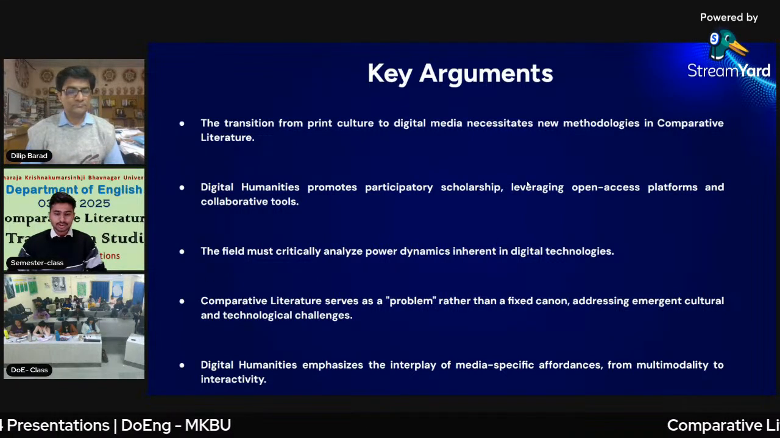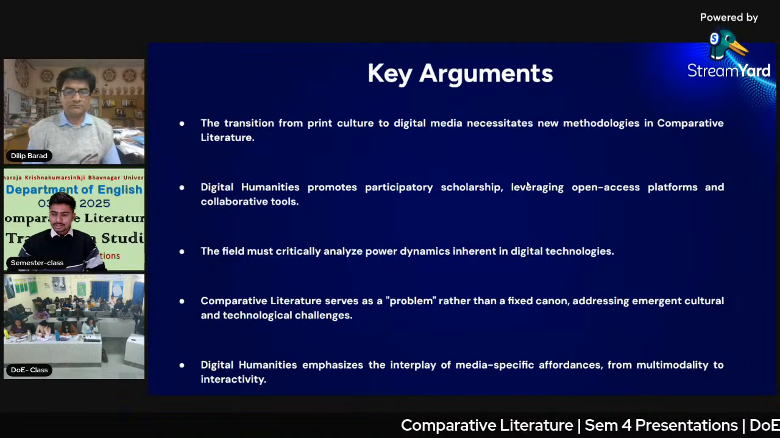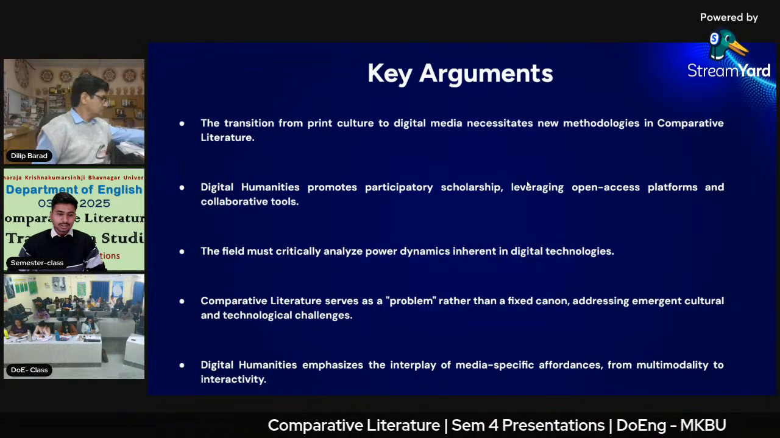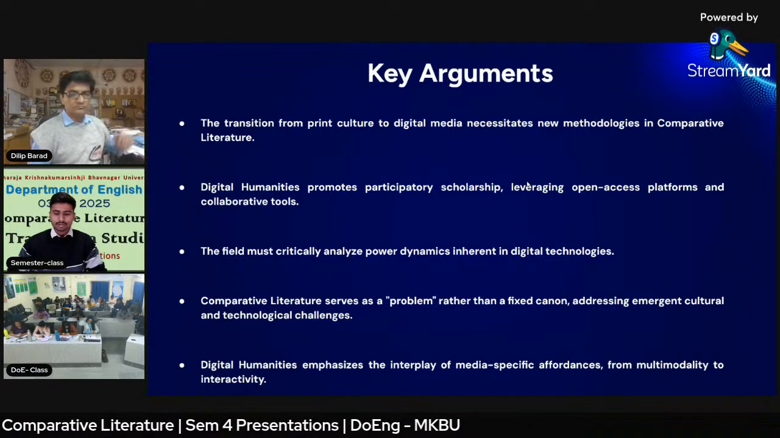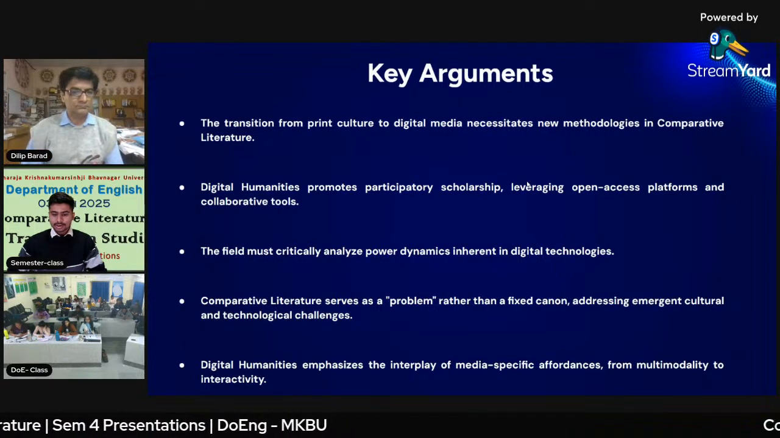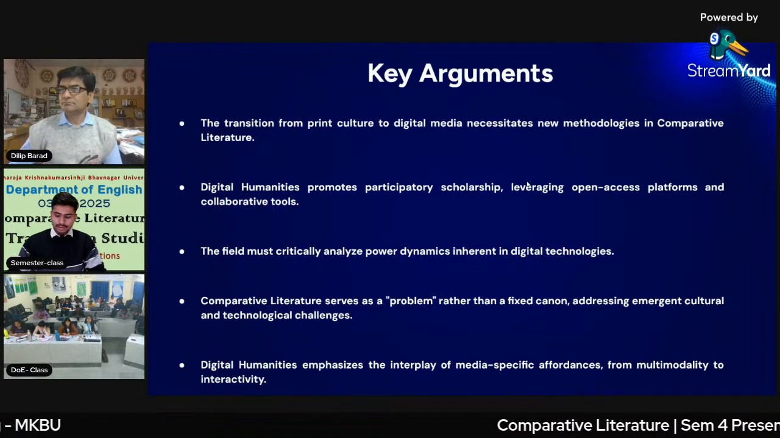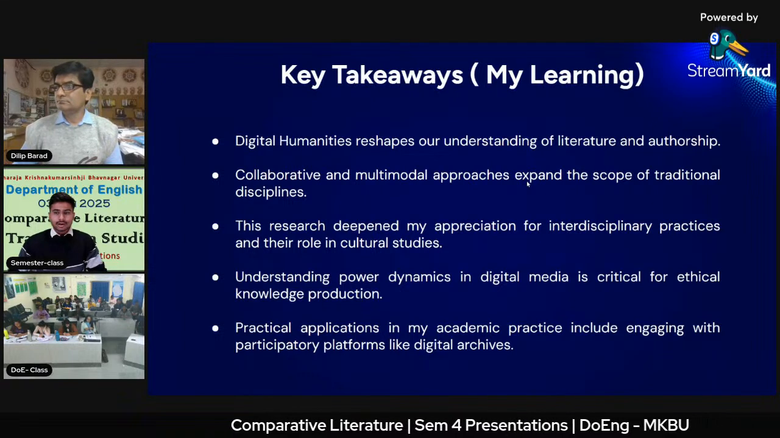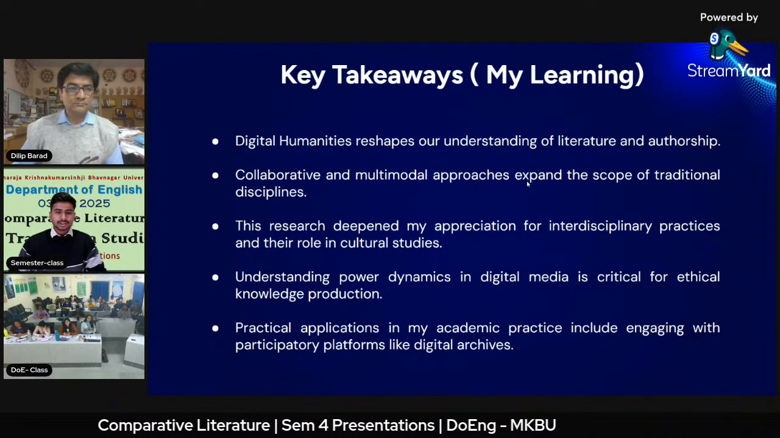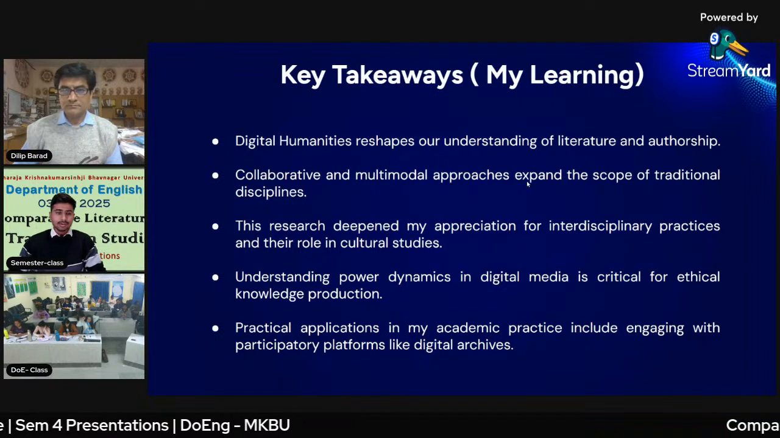Comparative literature serves as a problem rather than a fixed canon, addressing emergent cultures and technological challenges. Digital humanities emphasizes the interplay of media-specific effects, from multimodality to interactivity. This is my learning from reading this article. Digital humanities reshapes my understanding of literature and authorship.